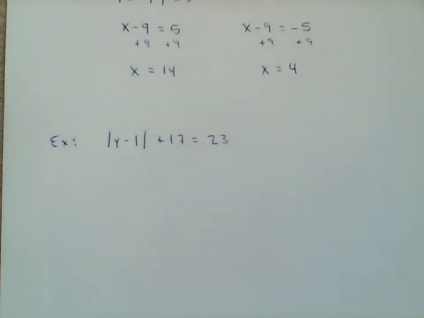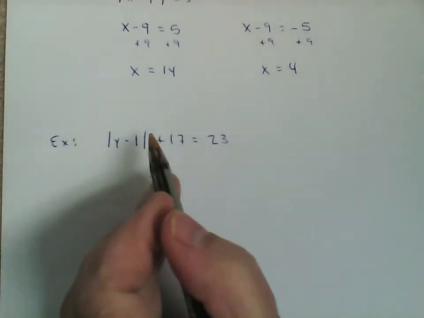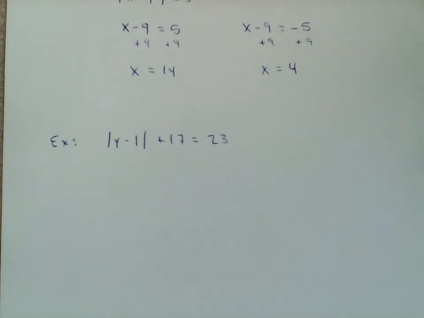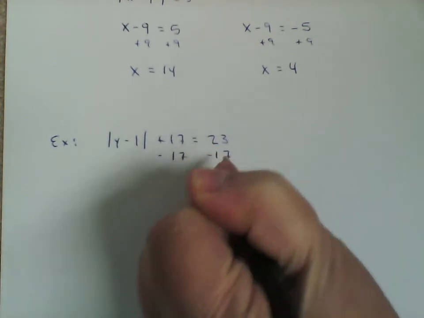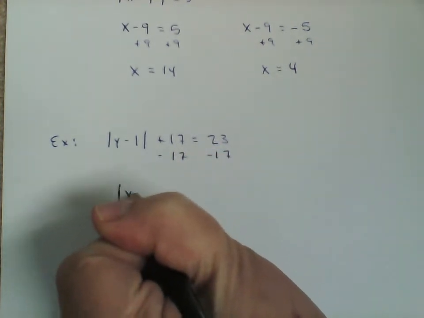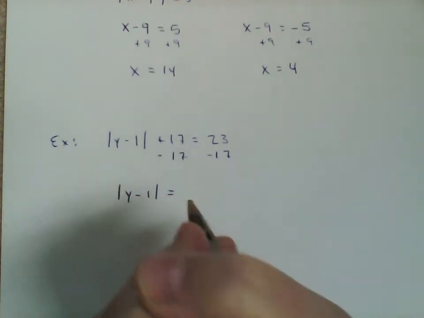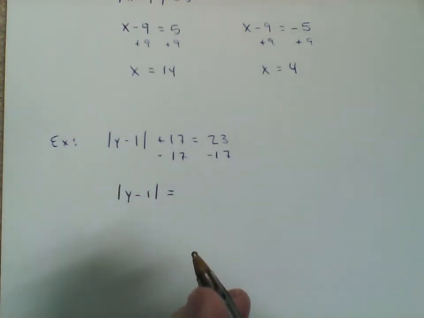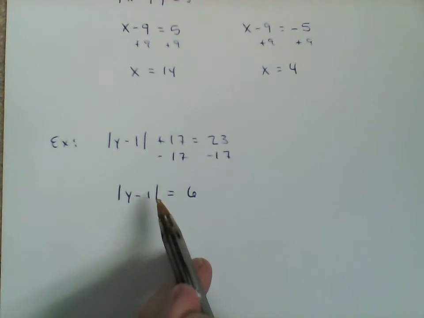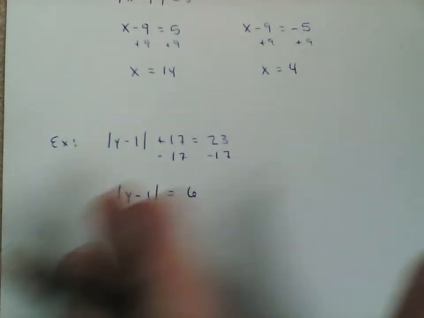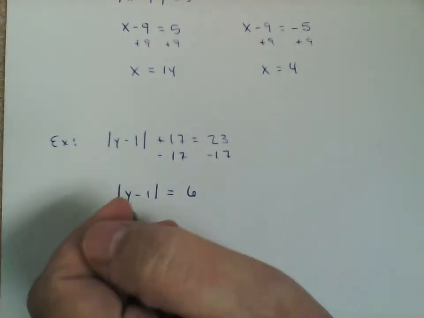Remember, the first step says that we have to isolate the absolute value expression. So I want this to be the only thing on this side of the equal sign. So I'm going to go ahead and subtract 17 from both sides. And I will get the absolute value of y minus 1 equals 23 minus 17, which is 6. And then I can go ahead and start over, right, with the two equations. I have nothing but the absolute value on this side of the equal sign, so I don't have to do anything else for that.